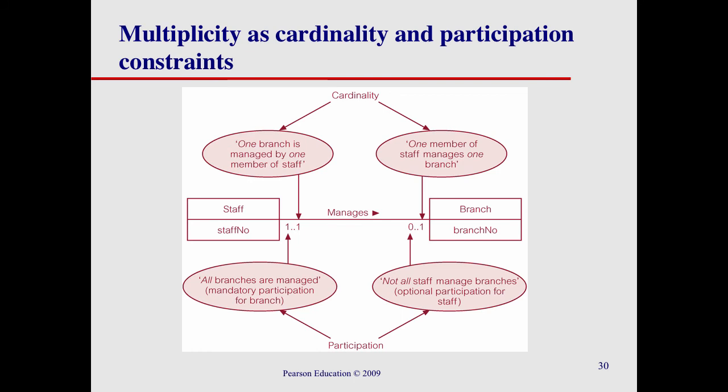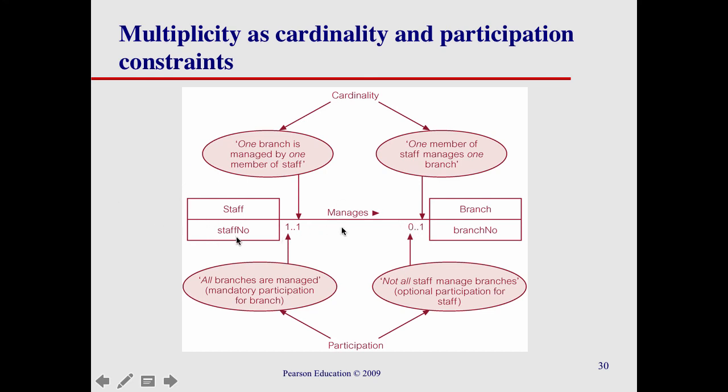Okay? And when I first started with this I really struggled with it, so you may struggle with it too. I struggled with where to put these numbers. I wouldn't know whether 0 to 1 went next to branch or whether it went next to staff. My way of finally resolving it was I would always put it in a sentence. If I wanted to figure out what this number right here was with branch, I would try to figure out what is the minimum and maximum number of branches that a staff could manage.